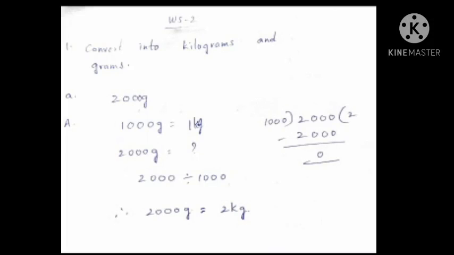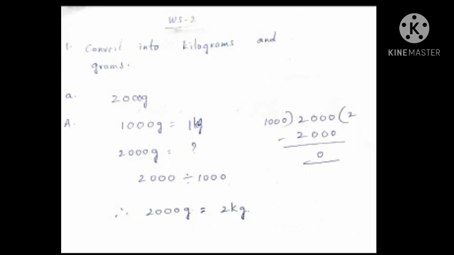Good morning, children. Today we are going to learn worksheet number 2, convert into kilograms and grams, from class 4, chapter 6. A1, 2000 grams. This 2000 grams we have to convert into kilograms and grams.